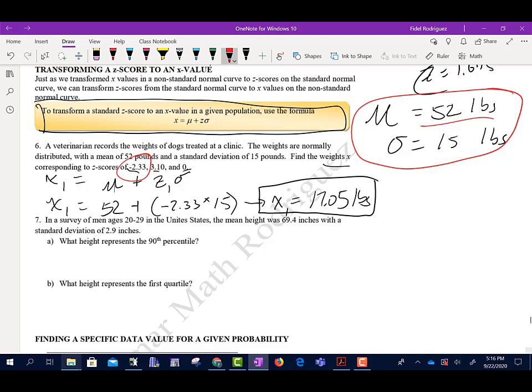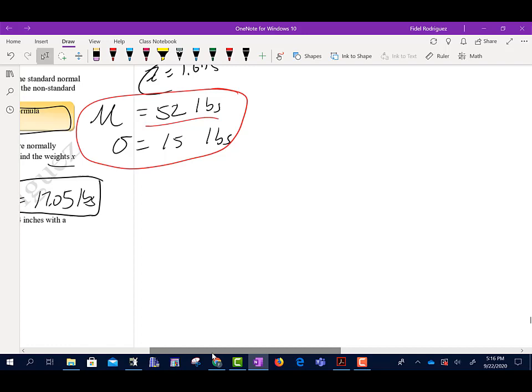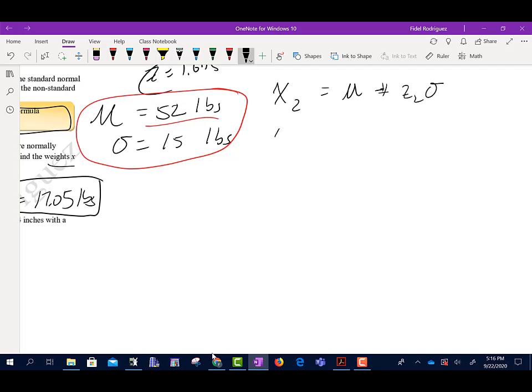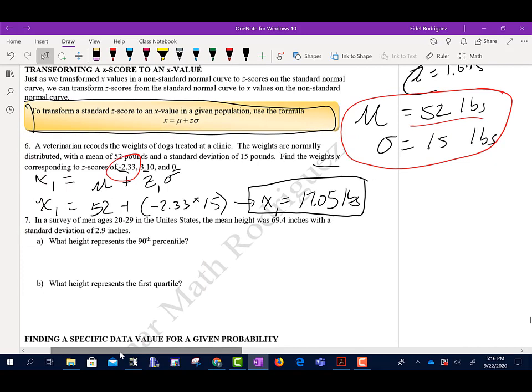Okay. Now I'm going to scroll over here so I can do my x2. So x2 is equal to mu plus z2 times sigma. x2 equals, let me see, we already knew that this was 52 plus, what was the second z value that we had? I think it was a positive something or another. Positive 3.10, looks like right here.